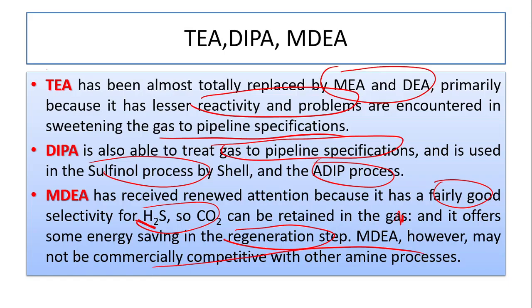In short, I would say that TEA is very popular, and people are using DIPA also. So we can say that these are a few comparisons of these different types of solvents available for desulfurization. So that's all about the comparison.